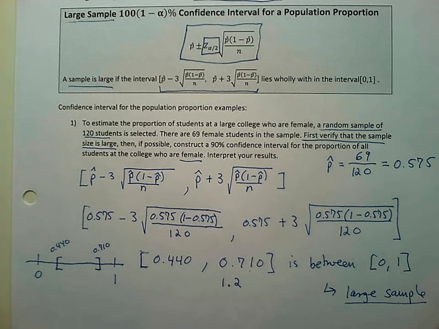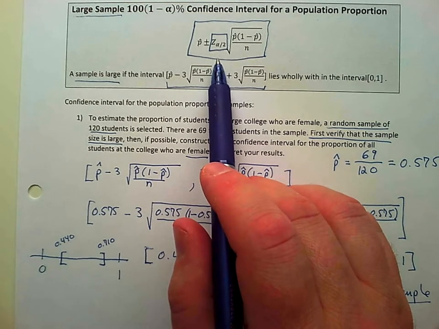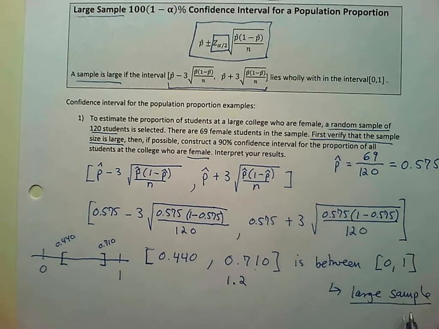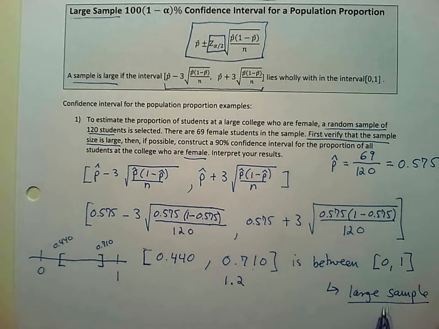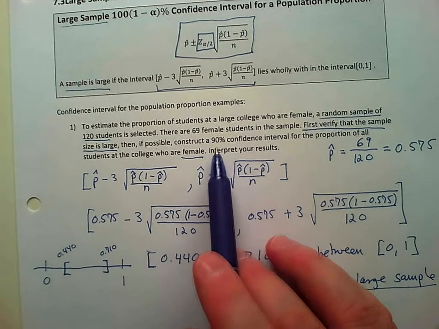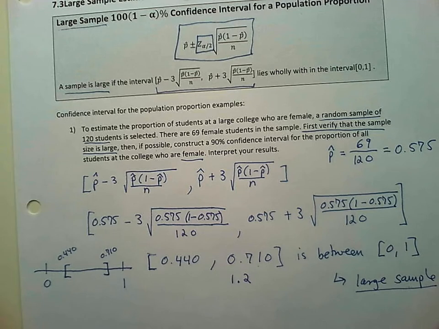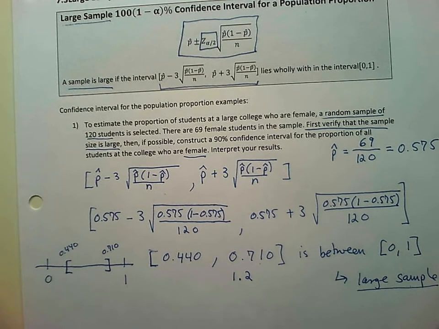We're never going to use t-values in order to calculate out our confidence interval for proportions. So if we ever got the fact that it was small, we would simply just stop. The answer would be cannot be determined. But here we have that it's large, so it is possible to continue. So now what we're going to do is construct a 90% confidence interval for the population proportion.